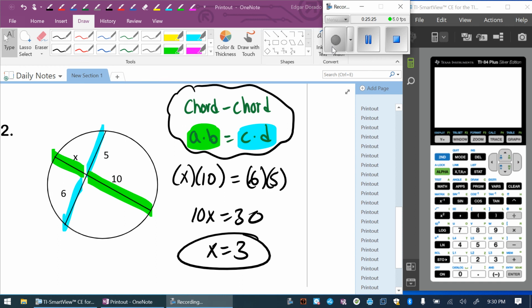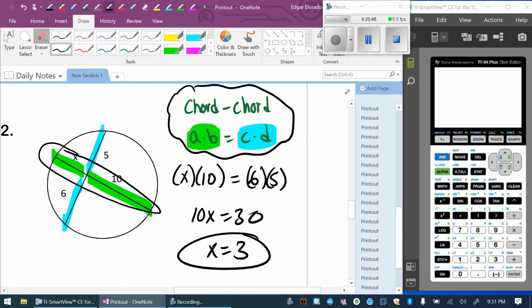Alright guys, so hopefully you had a chance to go ahead and try these out. Now number 2, as I mentioned before you guys try them on your own, I mentioned this was a chord scenario. So we have 2 chords here, and again you're multiplying the segments of each of the chords. So again in this first chord right here, there's 2 segments, there's x and 10. So that's what I multiply, right? A times b would be x times 10.